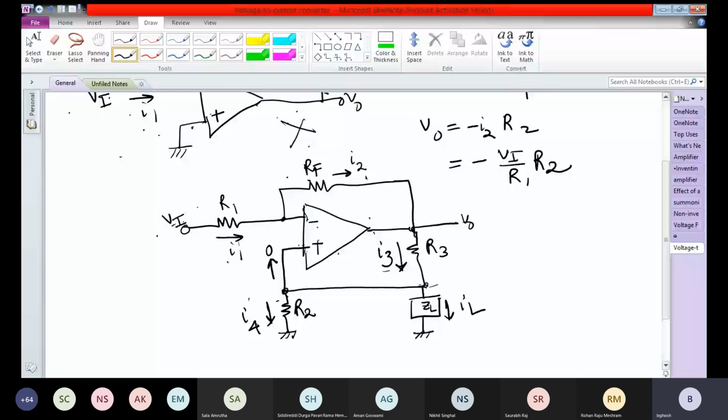So V1 again, V2 again. So V1 is equal to V2, and that is equal to VL, which is the voltage here, and that is equal to ILZL.